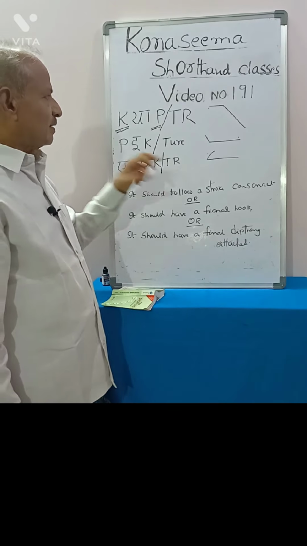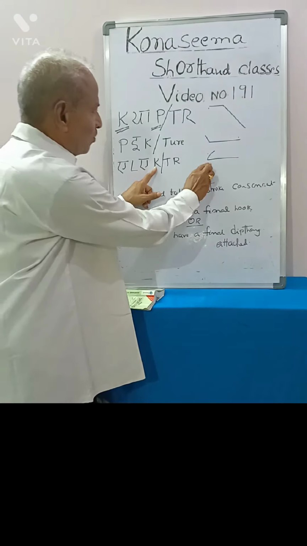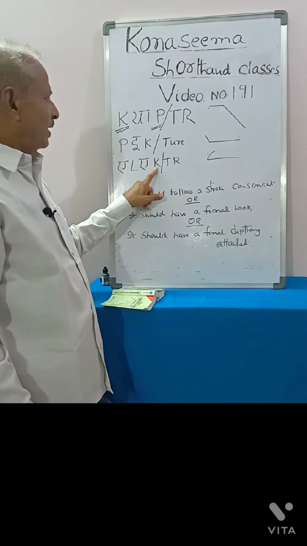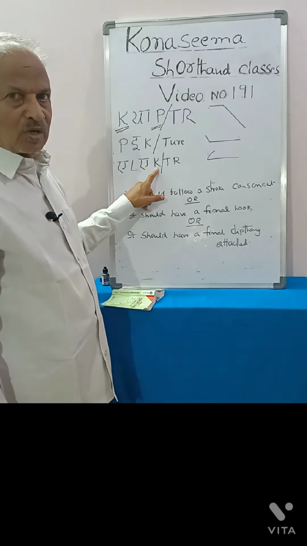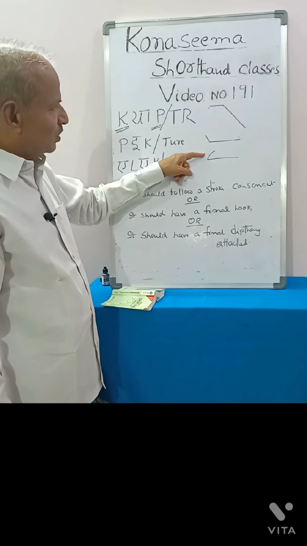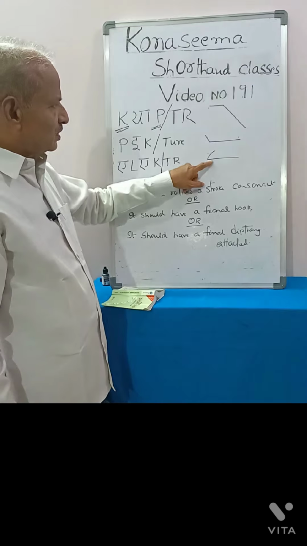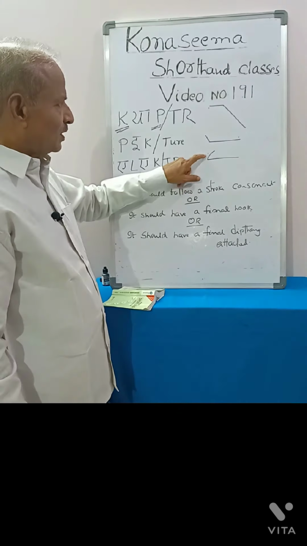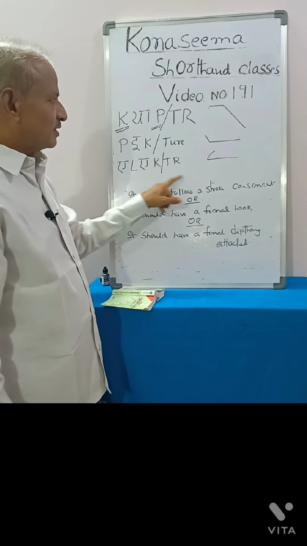Here, elector. What stroke is to be doubled? K is to be doubled. And this K should follow another stroke consonant. This is a stroke consonant. This L is preceding this K. That is, K is following L. So, we can double this K for elector.